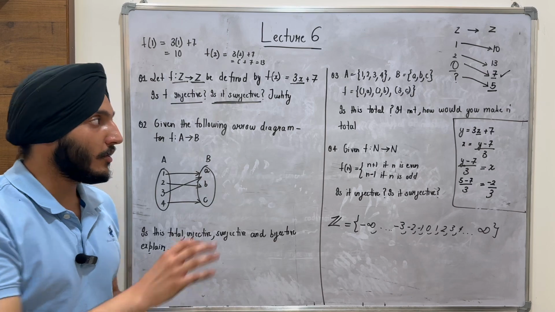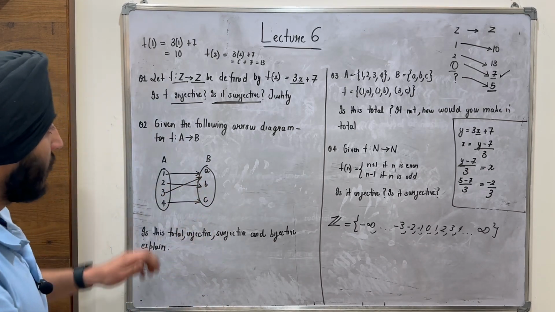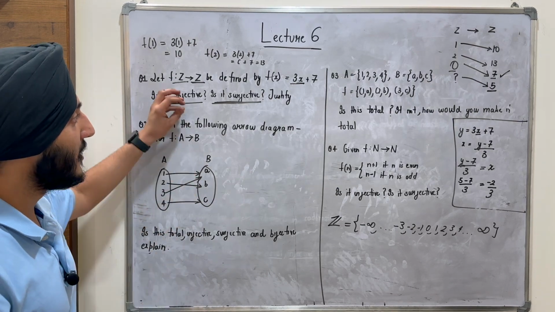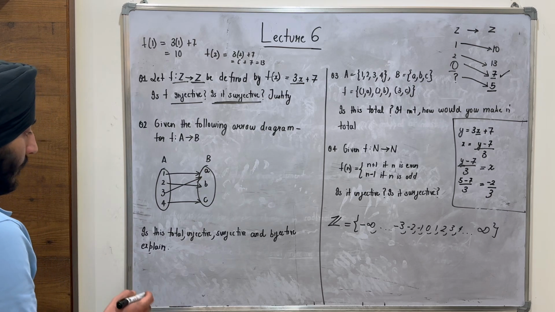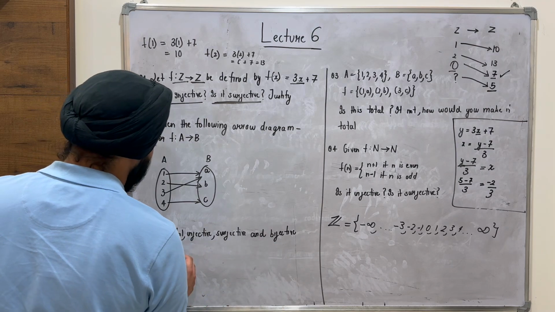So this was the most important question from this video. I hope you understand it. Moving on, let's try to solve question number 2. All these questions are going to seem a lot easier compared to this one. Given this arrow diagram, is this total, injective, surjective, and bijective? Explain.